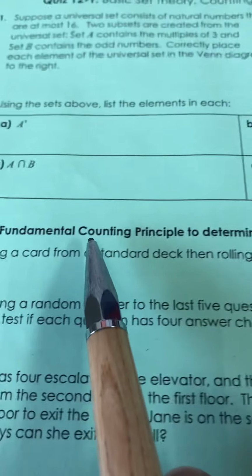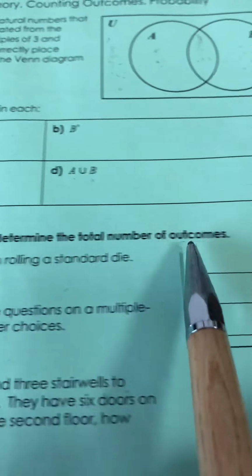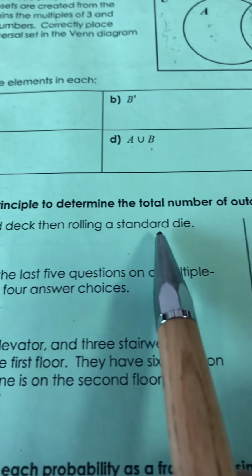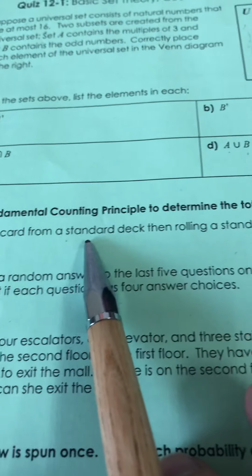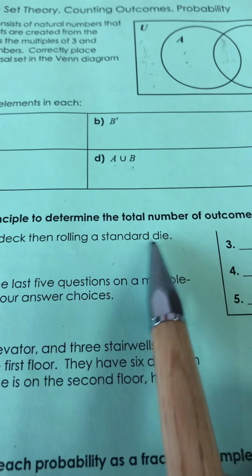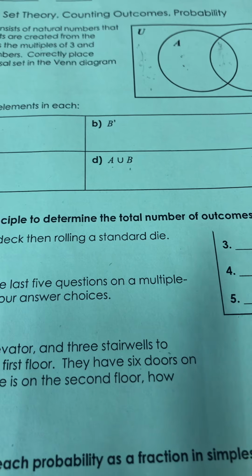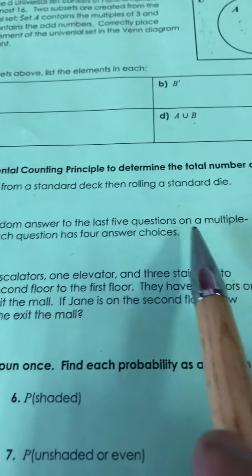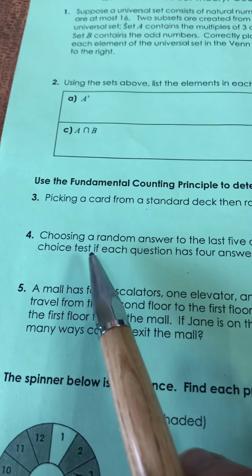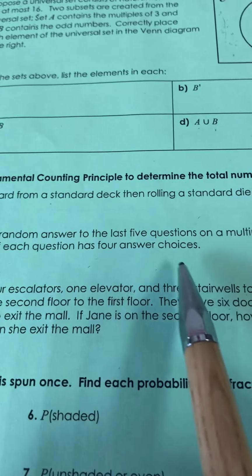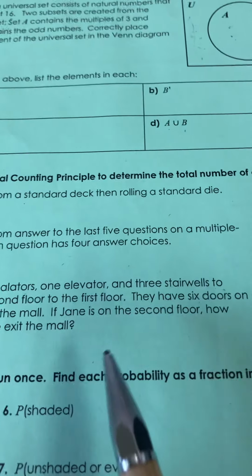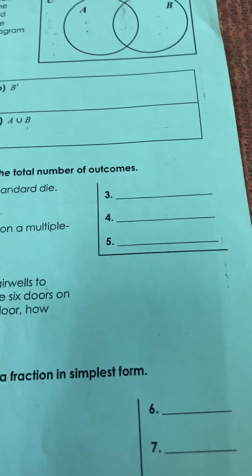You're going to use the fundamental counting principle to determine the total number of outcomes. So you're going to pick a card from a standard deck and then roll a standard die. So how many cards are there in a standard deck? Multiply that by how many sides there are to a die. That will be your answer for number 3. Number 4, choosing a random answer to the last 5 questions on a multiple choice test if each question has 4 answers. Okay, so you have 5 and 4. You're going to do something with those 2 numbers, and that's going to be your answer to number 4.